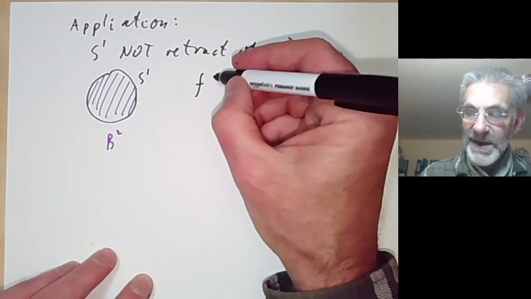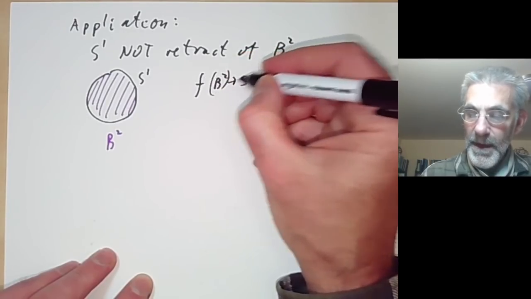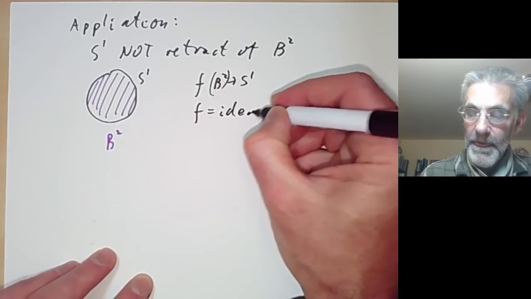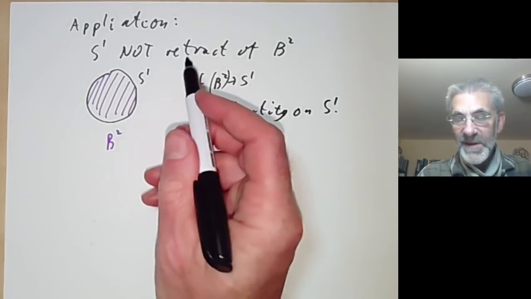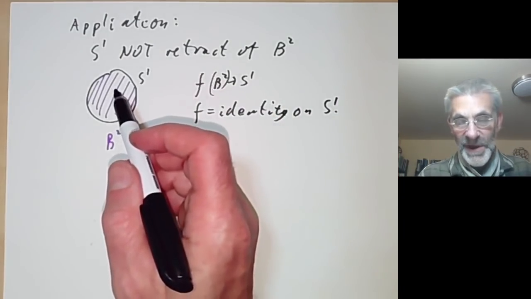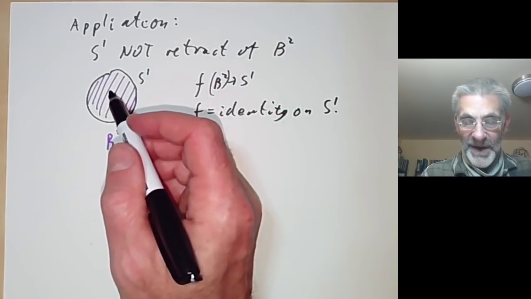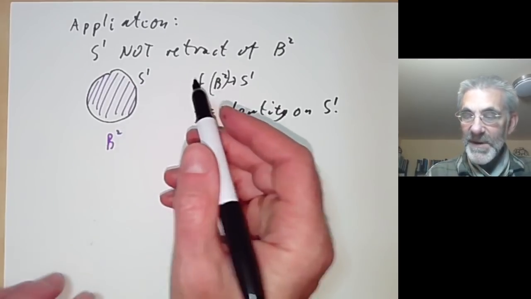So we're asking, is there a map from B2 to S1 such that f is the identity on S1? Notice that this is a retract, not a deformation retract. A deformation retract would be deforming the identity map to a retract, which is not what we're doing. Well, suppose we had a retract.